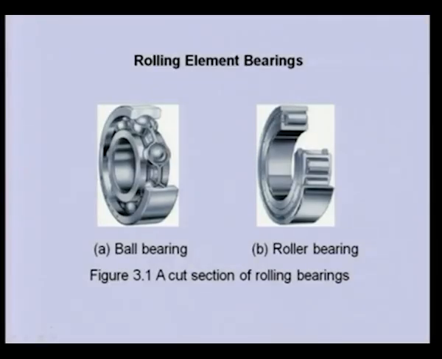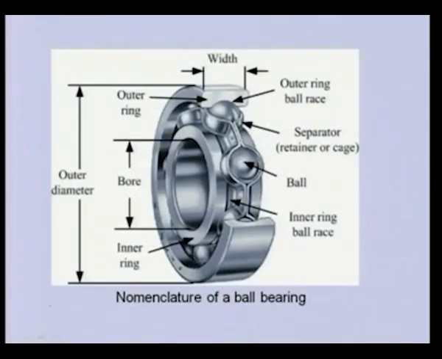In this particular case, you can see this is a ball bearing, and this is a roller bearing. In the roller bearing, the shape of the rolling element is cylindrical. Here it is spherical. The close view of the bearing shows a rolling element ball, an inner raceway, and an outer raceway. There is a groove over which this rolling element rolls. These rolling elements are put in a cage, which is called a separator or retainer. They separate the balls from each other so that they do not collide.